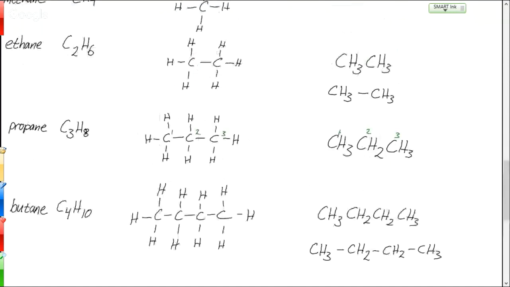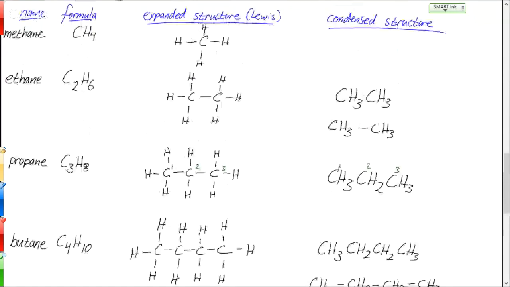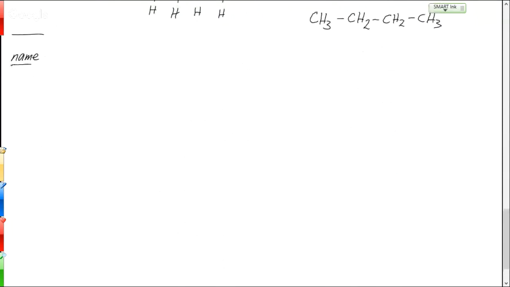as we just said, writing this expanded structural formula all the time gets really tedious. So we're going to learn another abbreviation. So this time we're going to go name, and then the formula part probably isn't as important now, so we'll go name, condensed formula, and then we're going to learn a new one called a skeletal structure or a line structure.